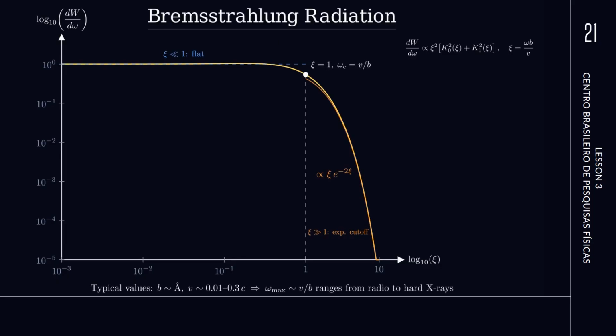And to give you a more physical meaning, I'm giving here some typical values for this parameter. So the impact factor is of the order of 1 angstrom, and V, the thermal speed of the electrons, ranges more or less from 1% to 30% of the speed of light. And the Vmax can go from radio up to X-rays. Okay, so the range is very broad.